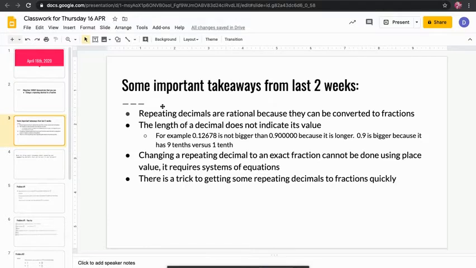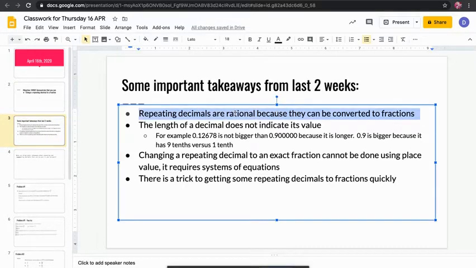So some big takeaways about repeating and terminating decimals. First of all, repeating decimals are rational because they can be converted to fractions. Second, the length of a decimal does not indicate its value. For example, 0.12678 is not bigger than 0.9 just because it has more digits, because it's all about the place value, right? You have 9/10 versus 1/10.